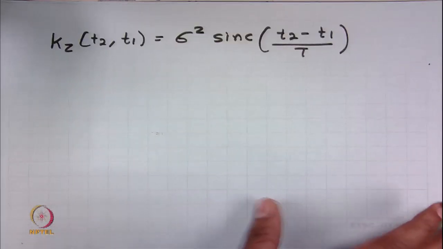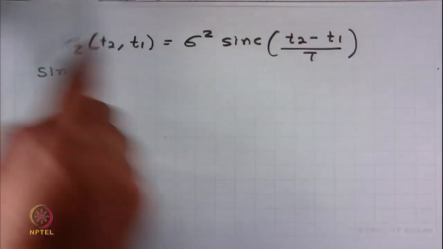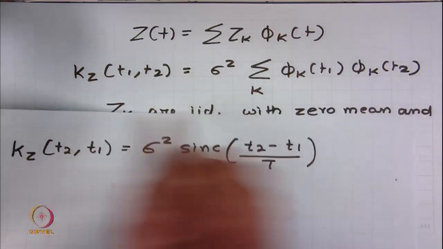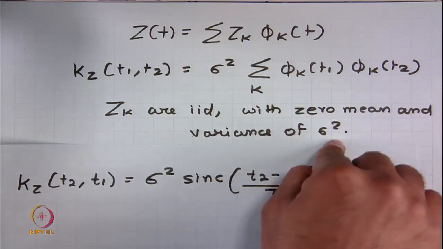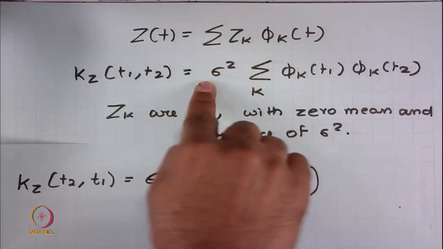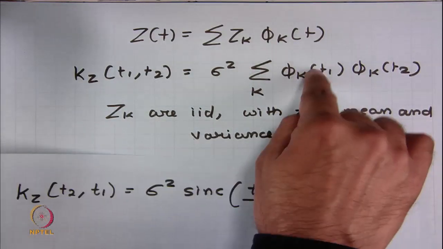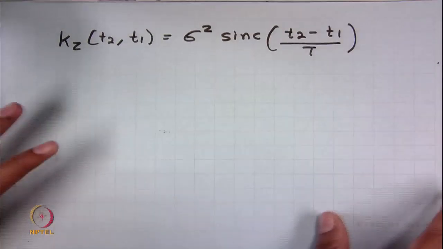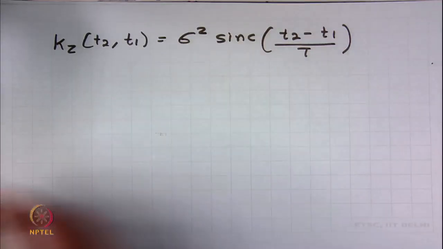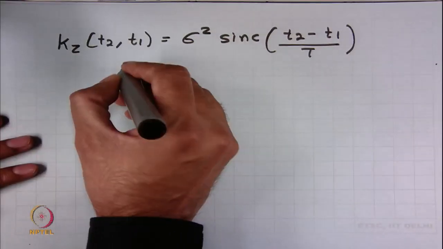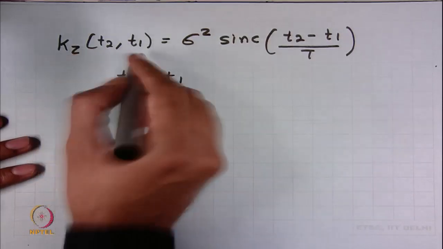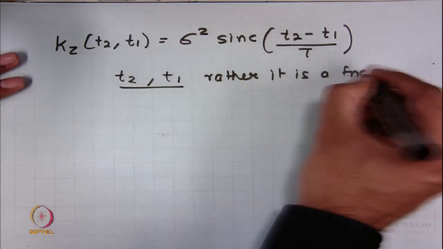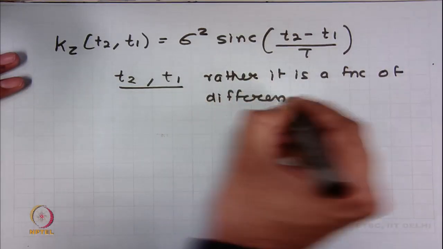So, we have started with a process. Let me show you the process again. We have started with this process, and assuming that these Zk's are IID with 0 mean and variance of sigma square, we have calculated this covariance, where covariance we found out in terms of orthogonal functions. Then specializing these orthogonal functions to take sinc form, the final answer that we have got is that the covariance is nothing but this. Now, there is something interesting that has happened here, and that is that this covariance function is not a function of T2 and T1, rather it is a function of the difference in T2 and T1.